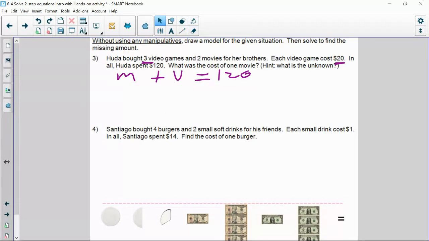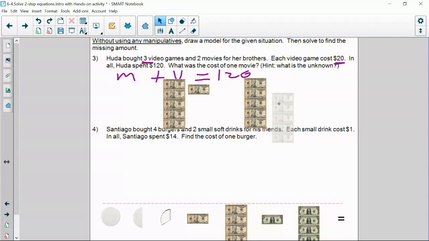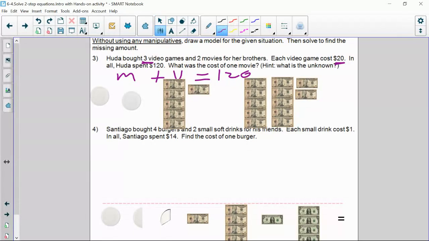I'm going to put my 50, 60, 10, 50, 100, 110, 120. But we got 2 movies. Do we know how much the movies were? No, that's what we're trying to figure out. Okay, so let's figure out how we can cancel these out.